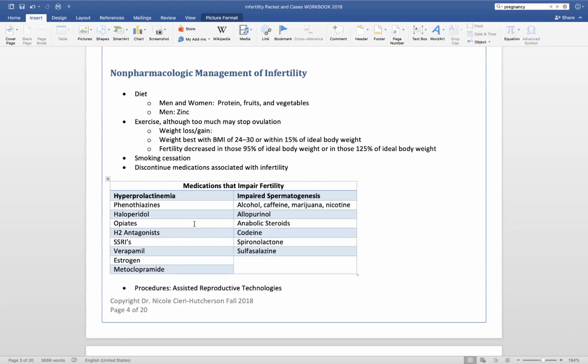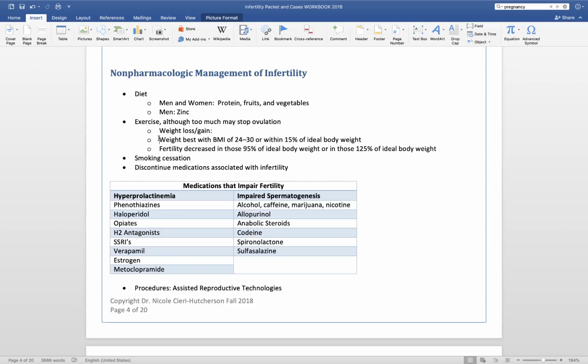First step would be counseling patients on the non-pharmacologic management of infertility. Patients can be counseled on having a healthy diet, so lean protein, fruits, vegetables. A healthy diet has been shown to improve fertility. Men should have an appropriate supplementation of zinc, as zinc deficiency has been associated with sperm issues and infertility. An appropriate amount of exercise, so not too much or too little, as too much can lead to amenorrhea, as we learned in the menstrual cycle disorders.